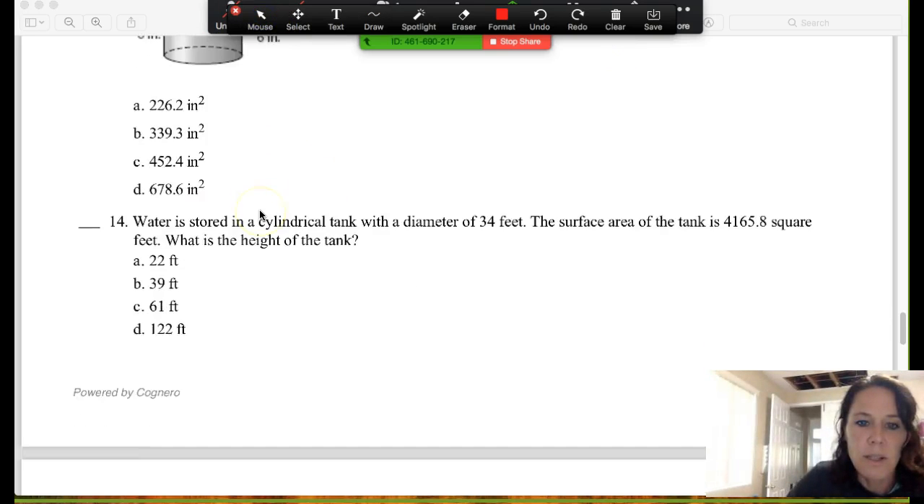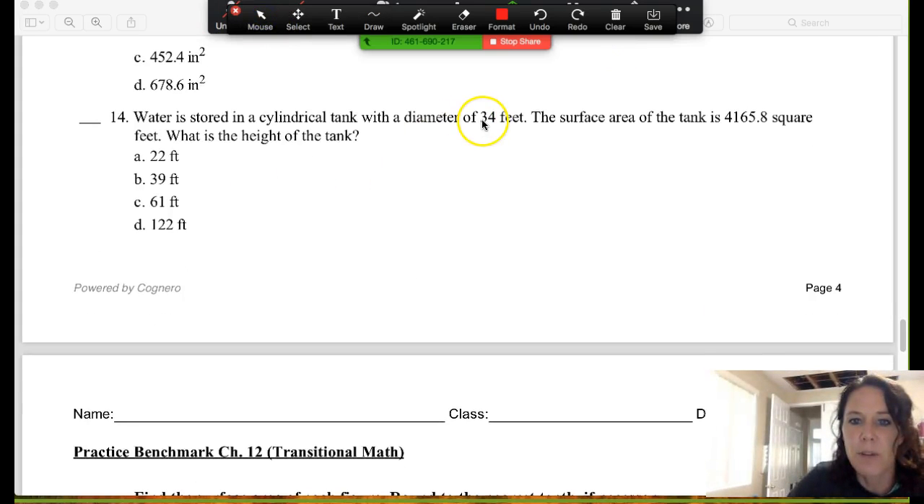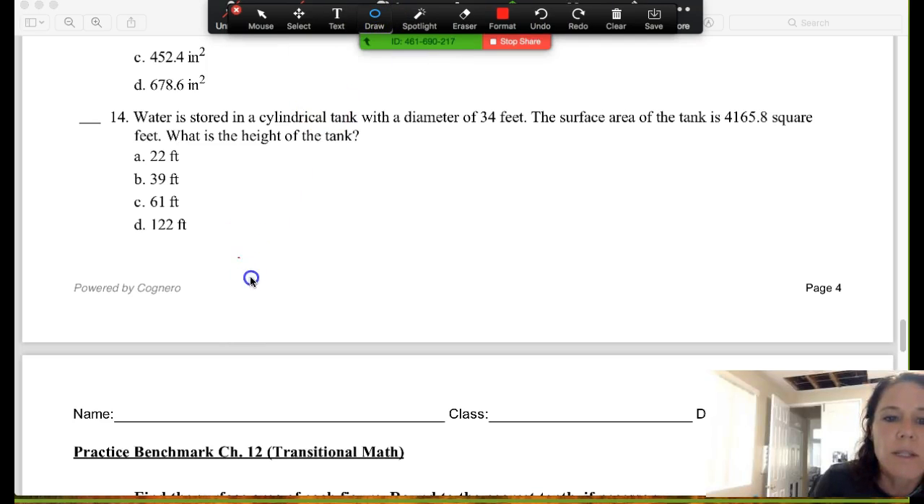Water is stored in a cylindrical tank with a diameter of 34 feet. The surface area of the tank they give us is this. What is the height of the tank? So now we've got to do a little solving. So let's see, we've got a cylindrical tank. Let's just draw a little picture here.